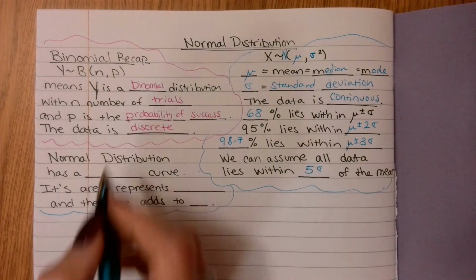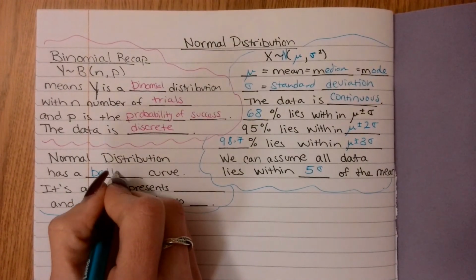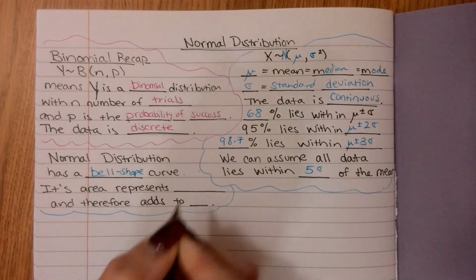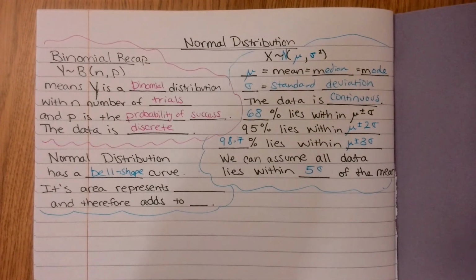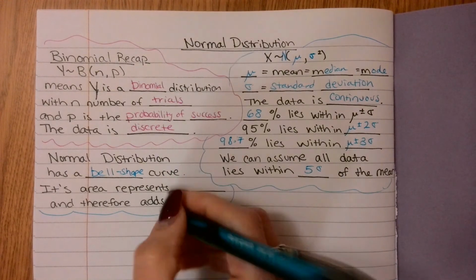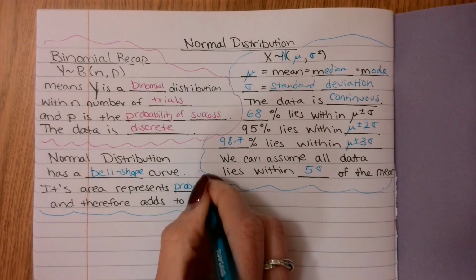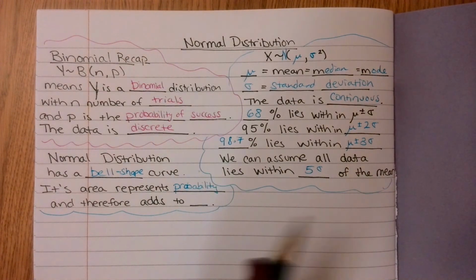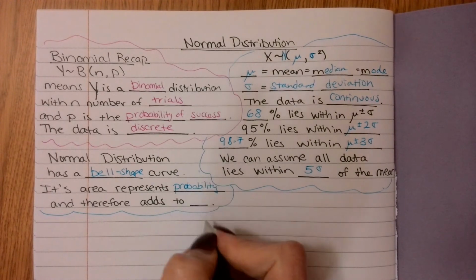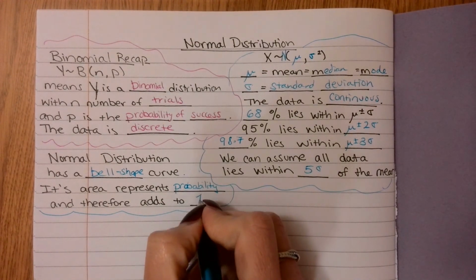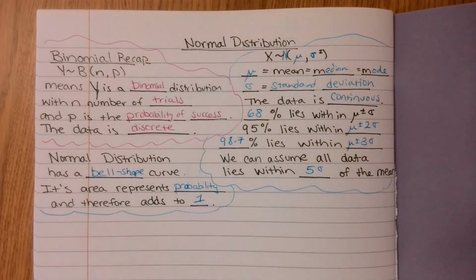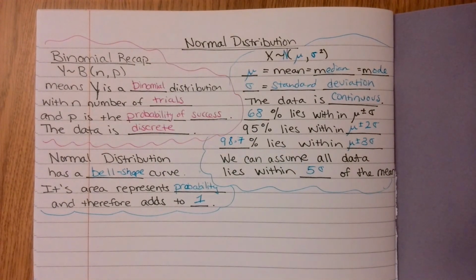Now, a normal distribution has a bell-shaped curve, and we'll be recapping a little bit more about the curve and how it works. But it's really important that the area represents probability. And therefore, as in all things, when we're dealing with probability, the total of it needs to add to 1. Now if we're in percentage, that would be 100%. So that's the beginning of your recap, and we will be recapping the use of the bell curve next before we move on.